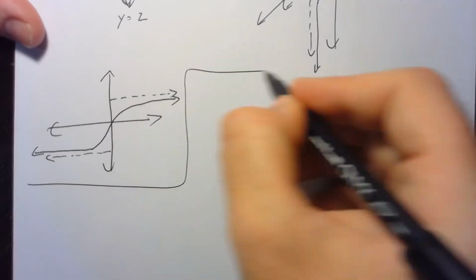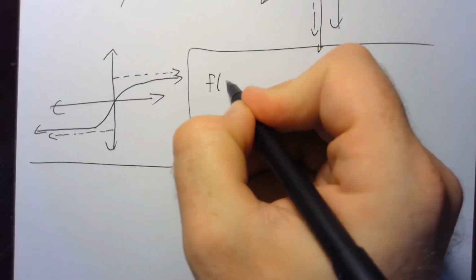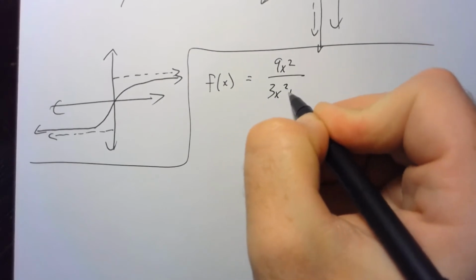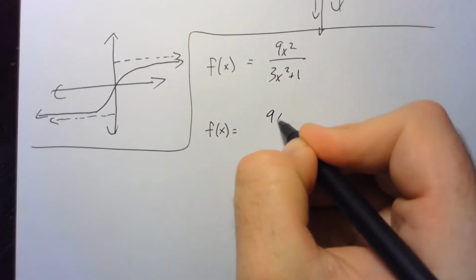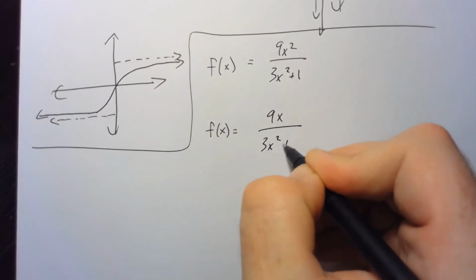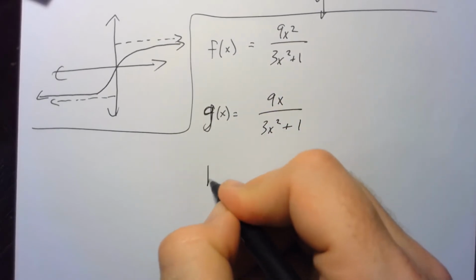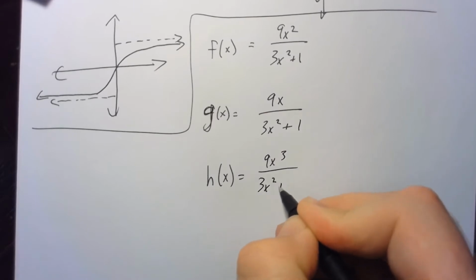So now that we have slant and horizontal asymptotes defined, the question is how do we algebraically identify what they are? So for instance, if we're looking at a function that looks like this, f of x equals 9x squared over 3x squared plus 1, versus this one here, g of x equals 9x over 3x squared plus 1, versus the last one, h of x equals 9x cubed over 3x squared plus 1.